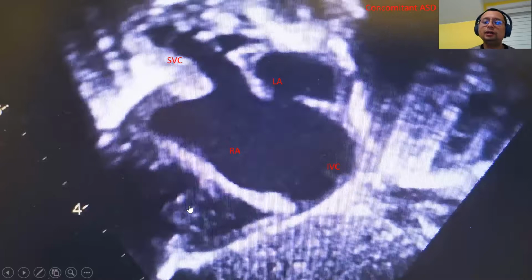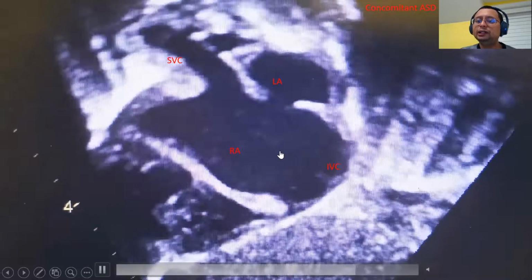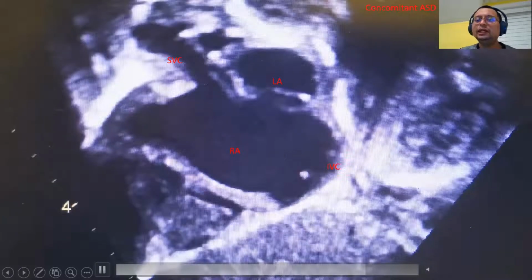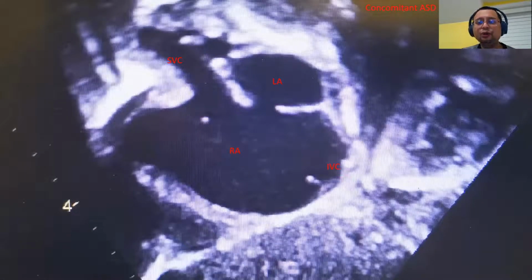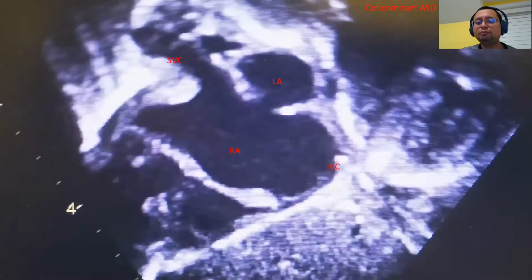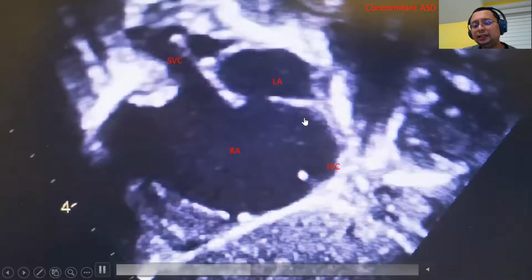Now, this is one of the very important views in congenital heart disease. This is called the subcostal bicaval view. Normally in adults, we only see this in transesophageal echocardiogram. However, in children, we can also get this subcostal bicaval view. I have already annotated it for you. That is the superior vena cava, that is the inferior vena cava, that's the right atrium, and that is the left atrium there. As you can see, this is the septum.